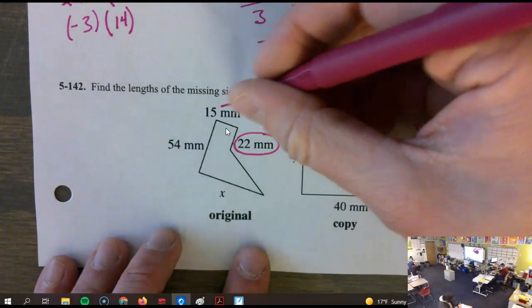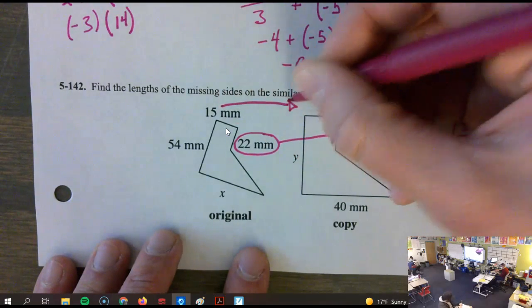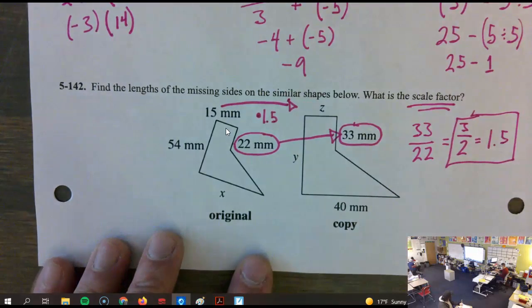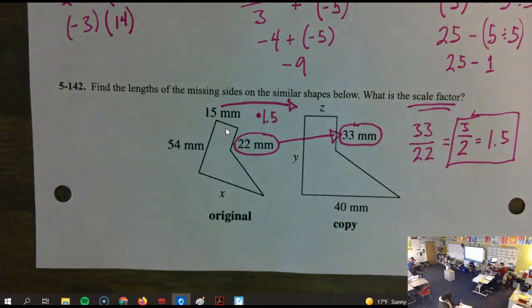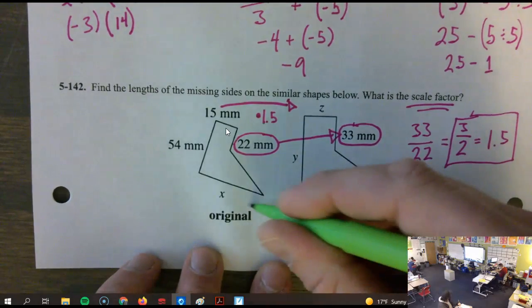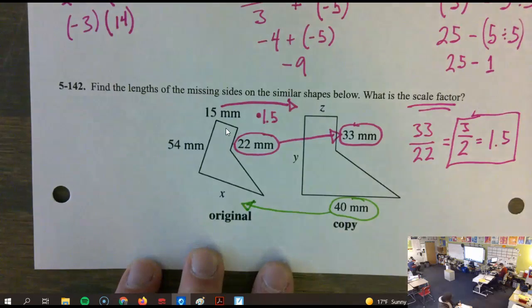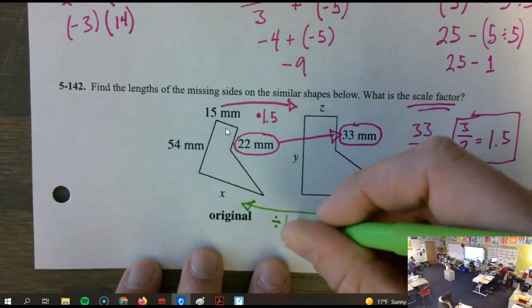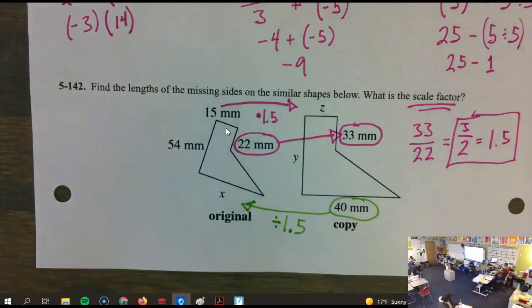So if we're going this direction, we're multiplying by 1.5. But what if, like at the bottom, we're going the opposite direction? How could I still use my 1.5? Divide. Because multiplication and division are reciprocal operations.